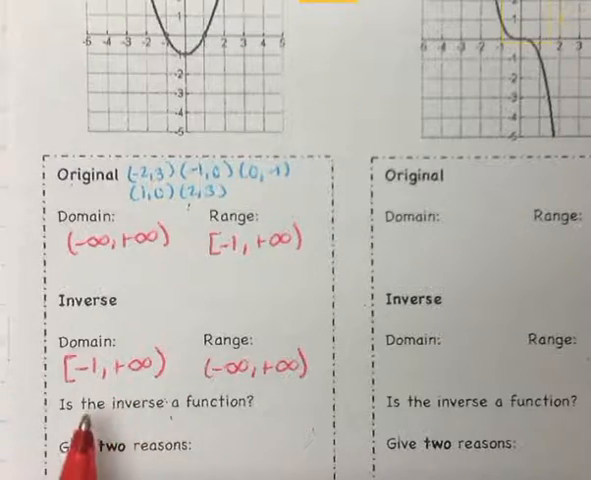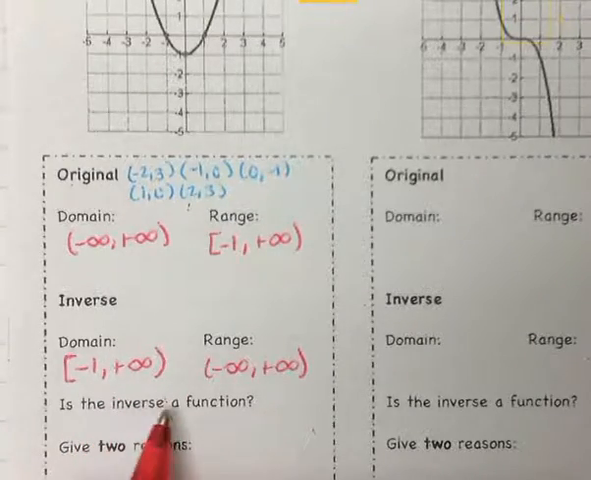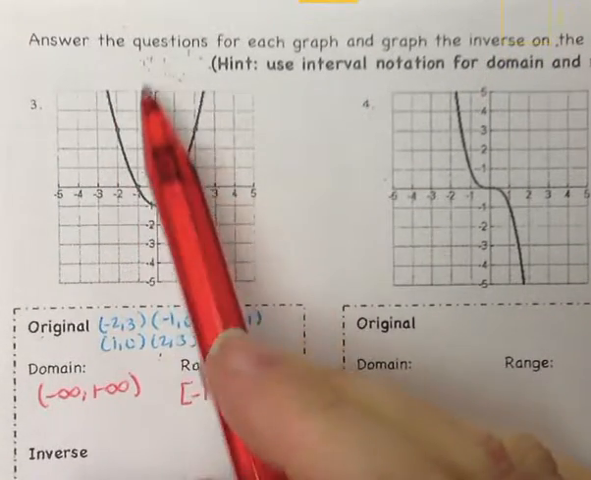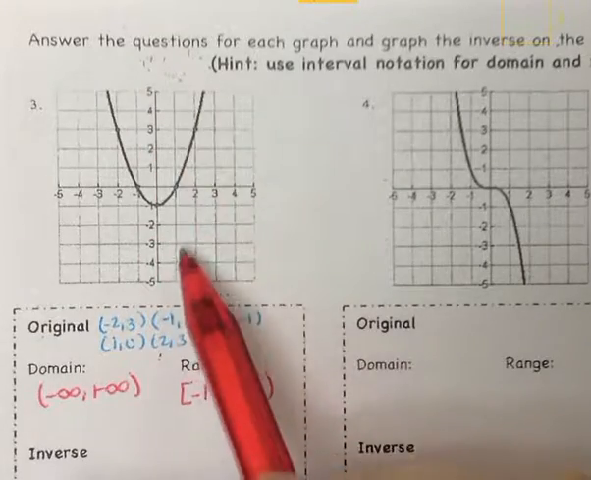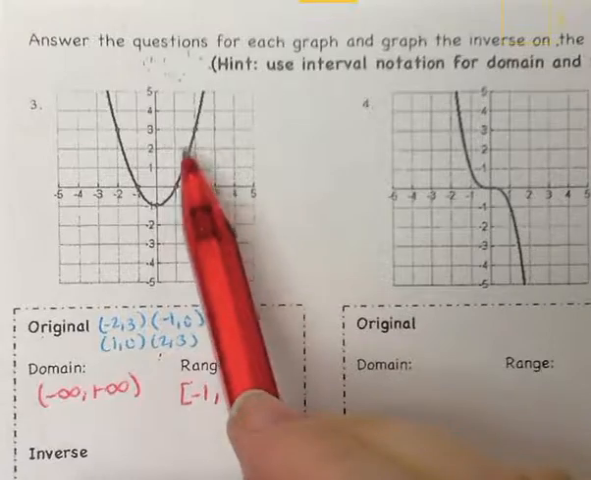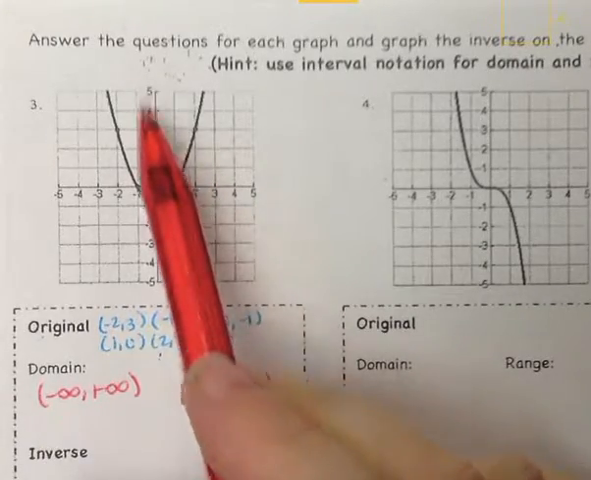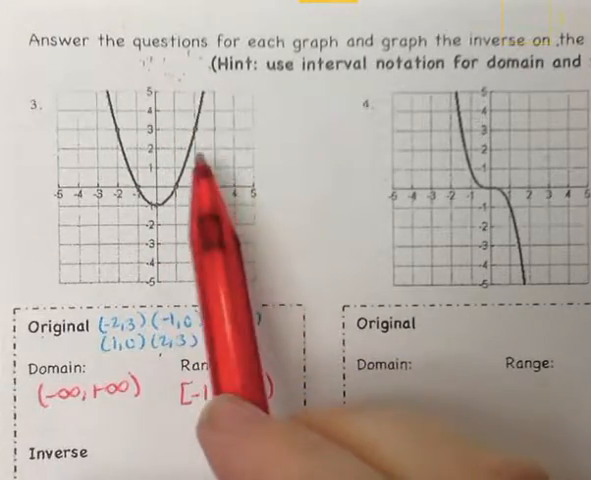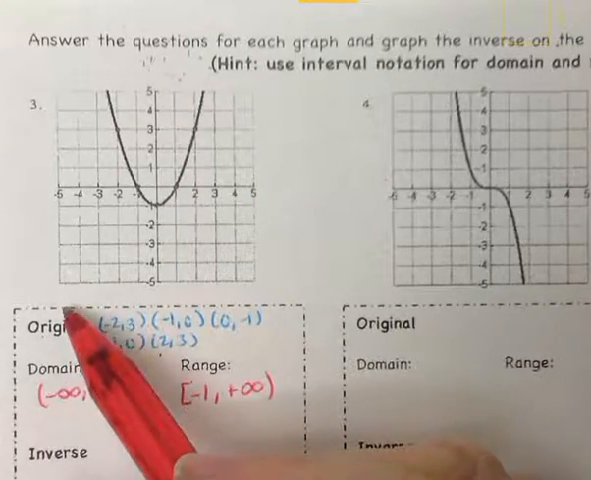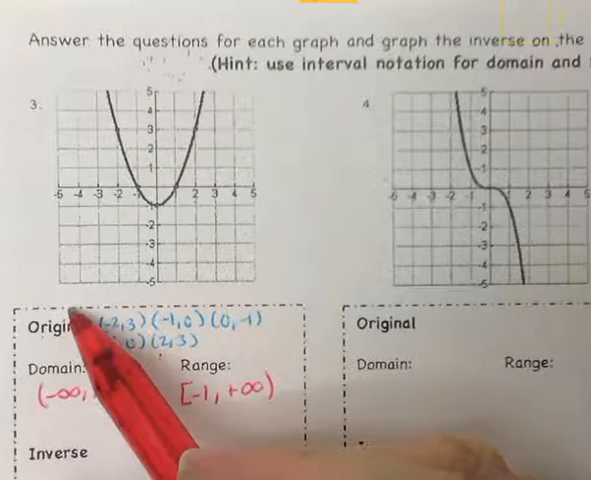I can also determine right now if the inverse is a function. If I look at this graph and I do the vertical line test, that'll tell me if this graph right now, that's graphed right now, is a function. The vertical line test, it will pass. So this one is in fact a function. The original is a function. But I want to determine if the inverse is a function.